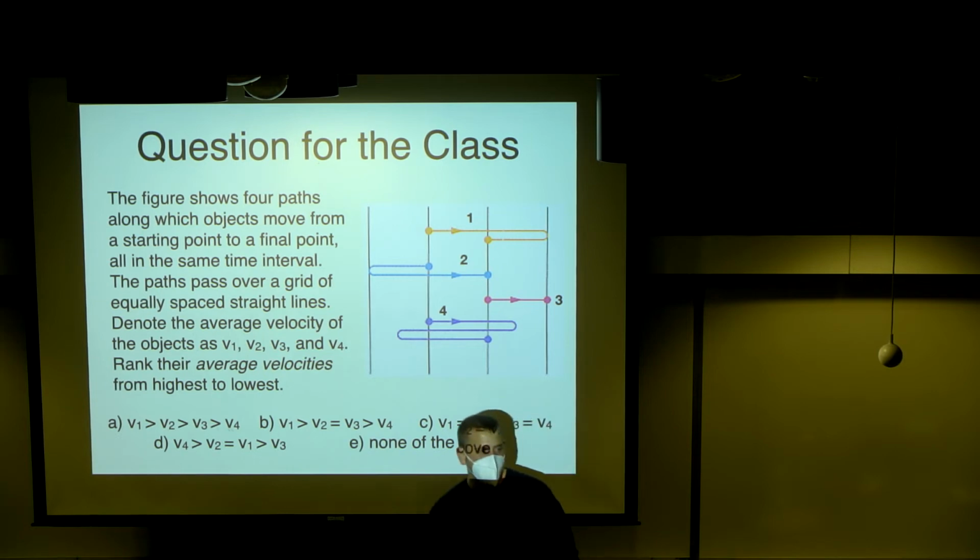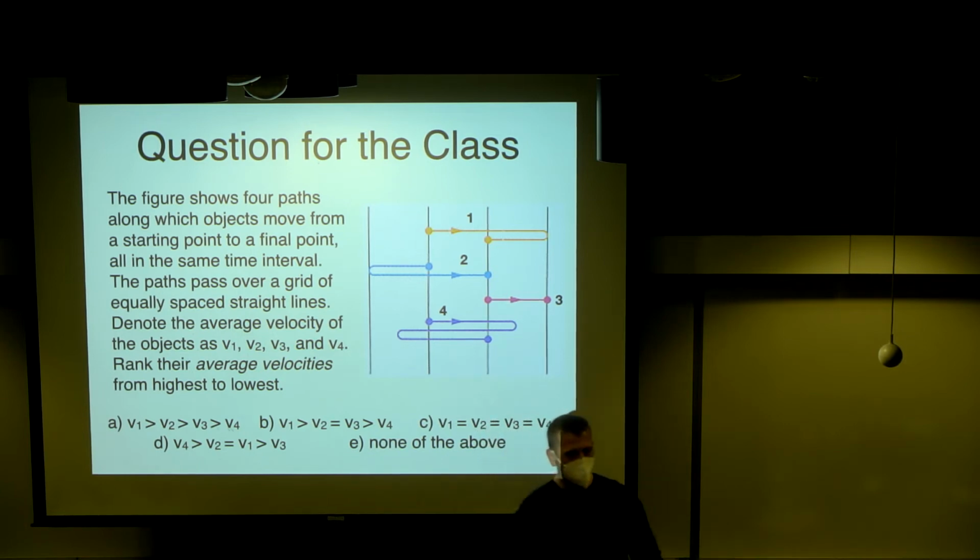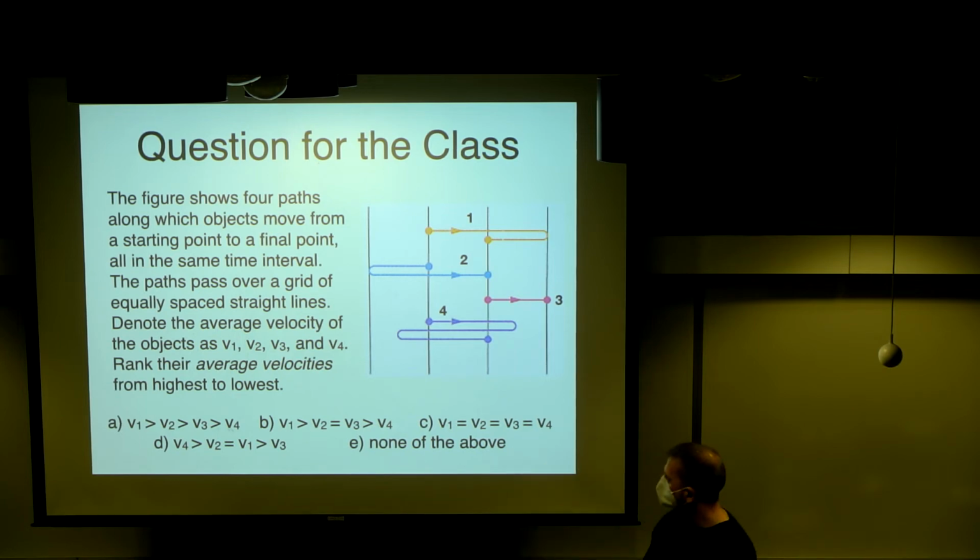They all have the same exact delta x, right? And we've already said they all have the same exact delta t. So guess what? Delta x over delta t, in all of these cases, will be the same answer, okay? Regardless of what numbers go into that calculation. So which answer choice is the correct one here?